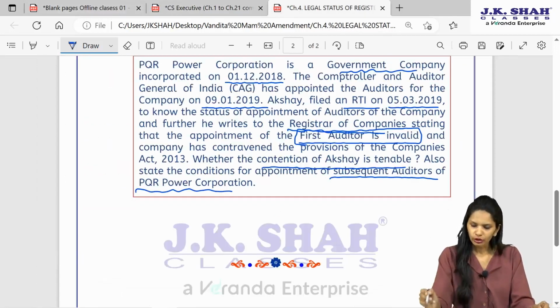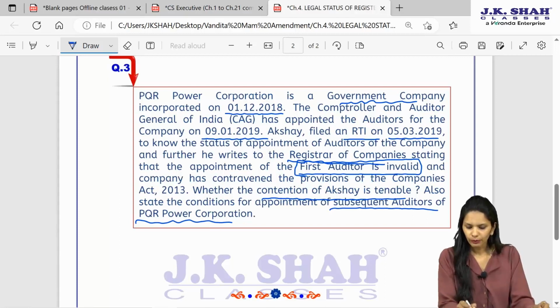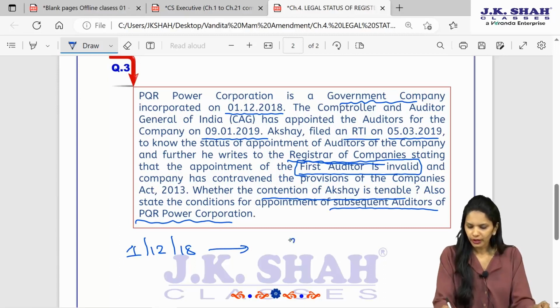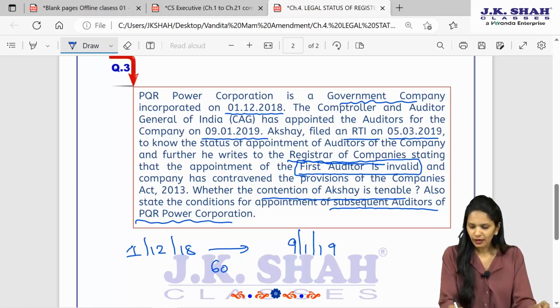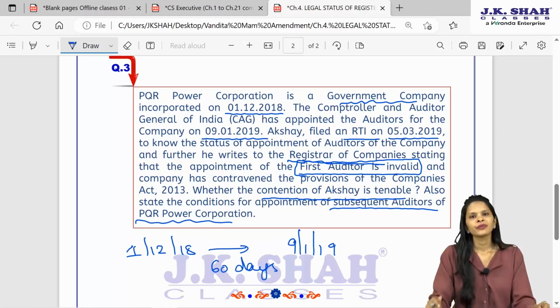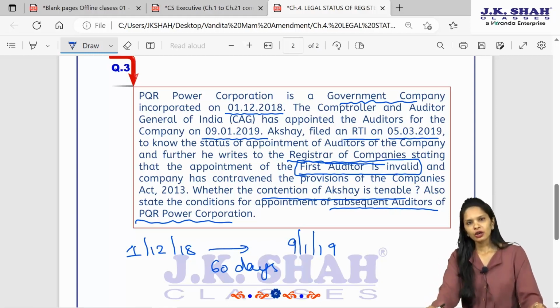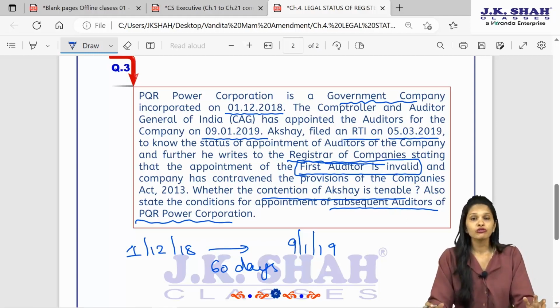Okay, so now going back to our question. When was the company incorporated? On 1st of December 2018. And when was the auditor appointed? 9th of Jan 2019, which is well within the 60 days. So whatever the Comptroller and Auditor General of India has done, that is correct. So it is not contravening any provisions of Companies Act. Hence over here the contentions of Akshay are not correct.